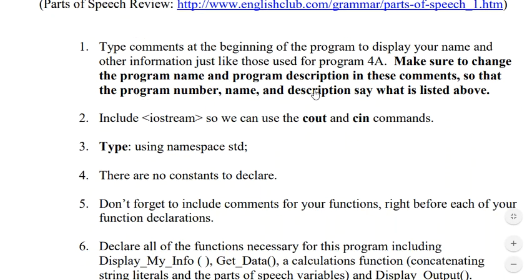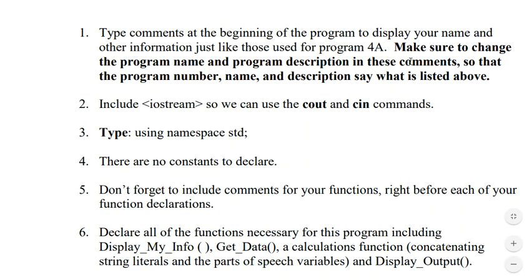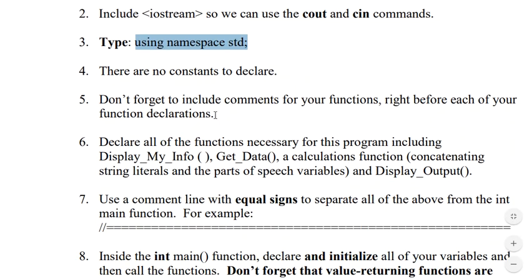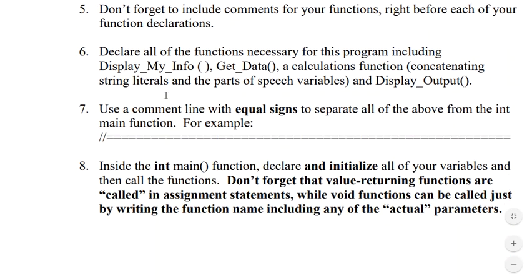So let's start looking at the program. Don't forget opening comments. Don't forget iostream, and that shouldn't be a capital I, that was just Microsoft Word that capitalized it. Don't forget to type using namespace std. No constants. Comments for your functions. Basically, we're going to have a function to display your name just like we would normally do. Get the data. Here you're going to send from the main function 8 variables that you initialized as strings to empty strings: noun 1, noun 2, verb 1, verb 2, that whole thing.